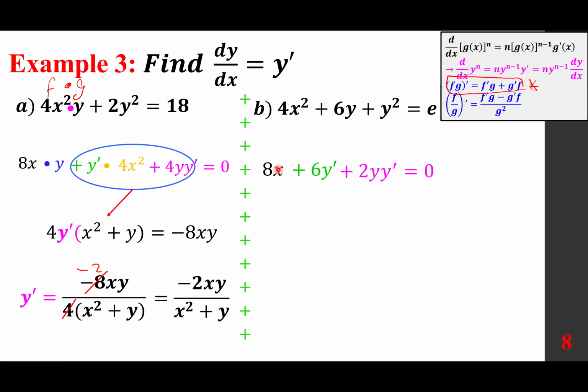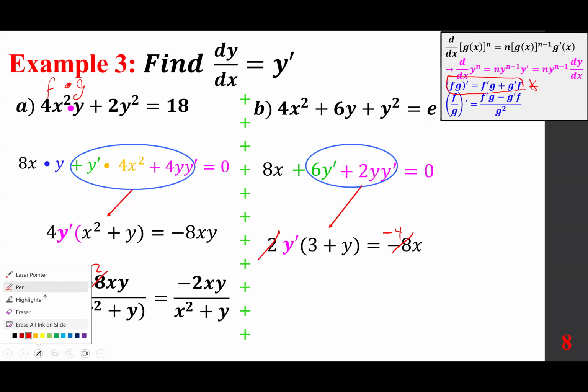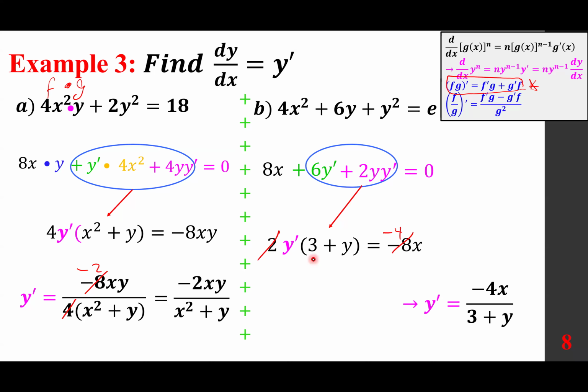We keep this 2, we move the 8x. When we keep this 2, we can take out 2y prime as a common factor. We get 3 here, y here. As I mentioned, 8x is negative on the right side. Again, you can drop the 2 from both sides, meaning this goes away and this becomes minus 4. And now on the right side, minus 4x divided by 3 plus y. That is y prime, everybody.